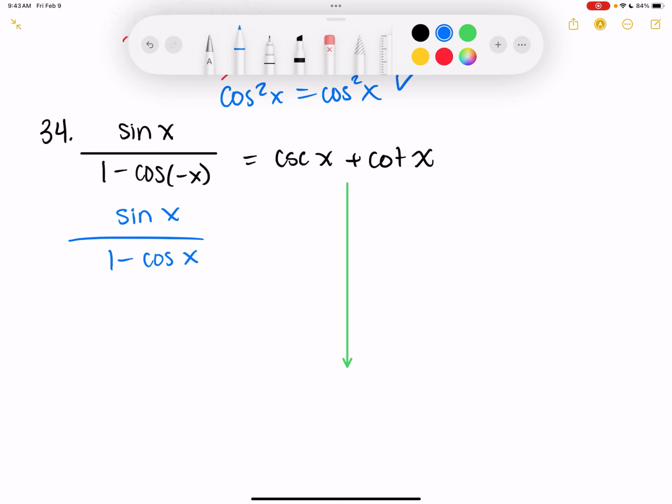So in this case, well here, let me get you to this part and then I'll let you continue. So I've got sine of x over 1 minus cosine x, because cosine of negative x is just cosine of x. So I'm going to need to multiply top and bottom by 1 plus cosine of x. You can do that? Yes, because I'm multiplying by 1. So now see if you can get there. Just do whatever you want.